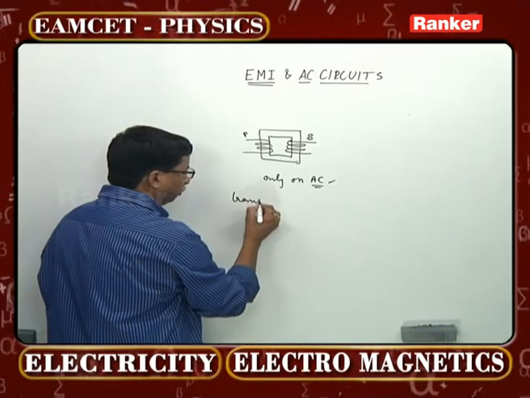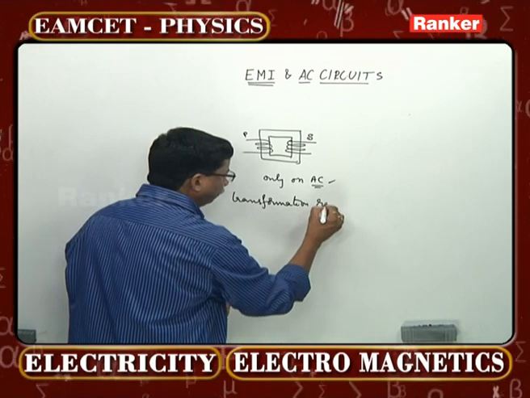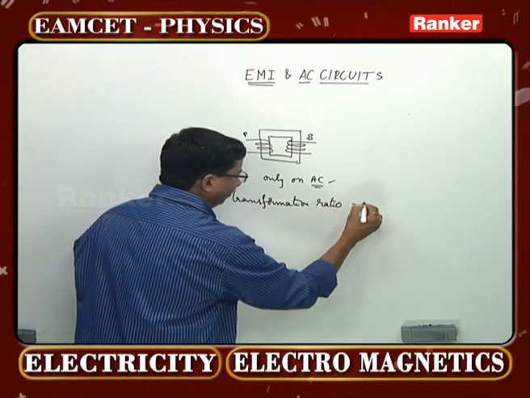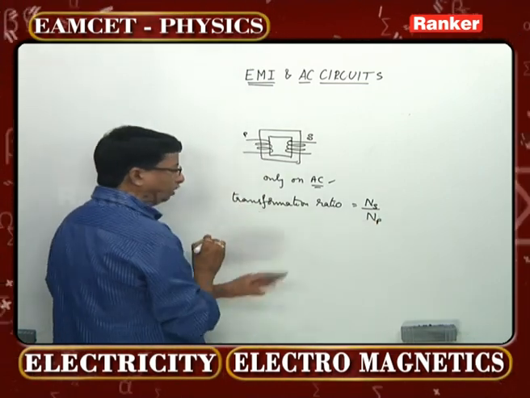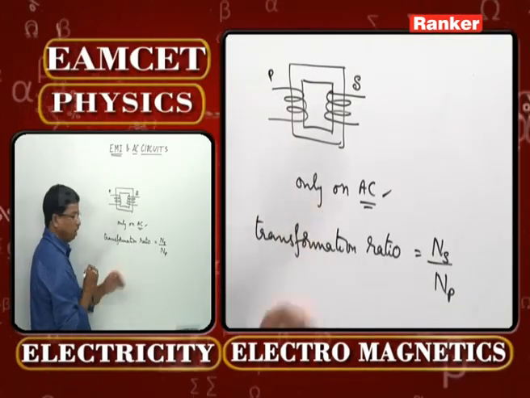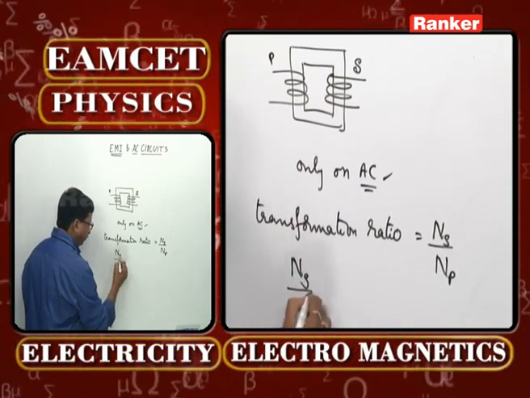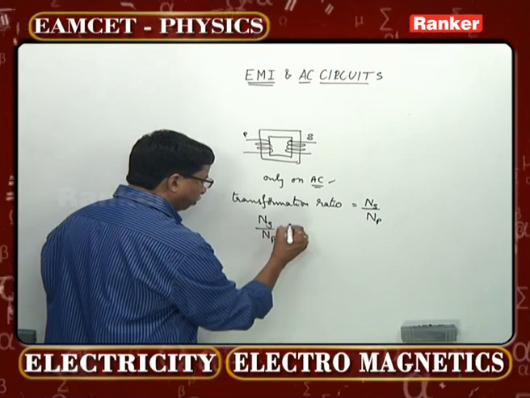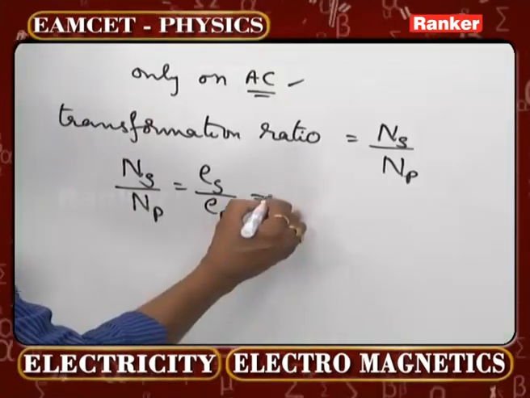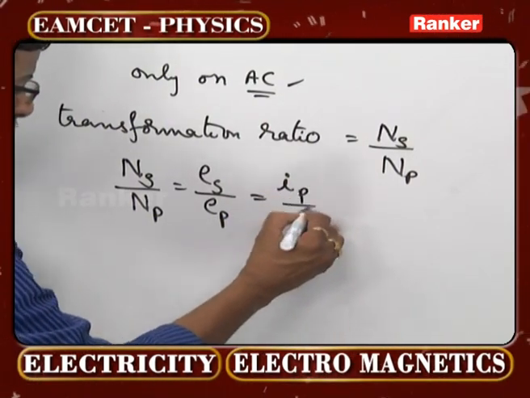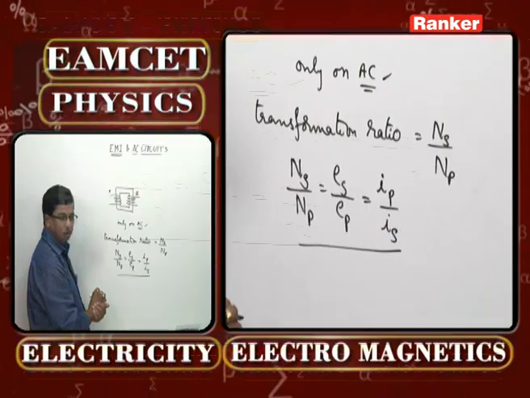What is the basic equation we have to remember here? Sometimes they give you the transformation ratio. What is this transformation ratio? Nothing other than the secondary number of turns by the primary number of turns. That is what is called the transformation ratio. So, you can have a formula here. N secondary by N primary is equal to EMF across secondary by EMF across primary is equal to current across primary by current across secondary. This is the concept you have to take up.